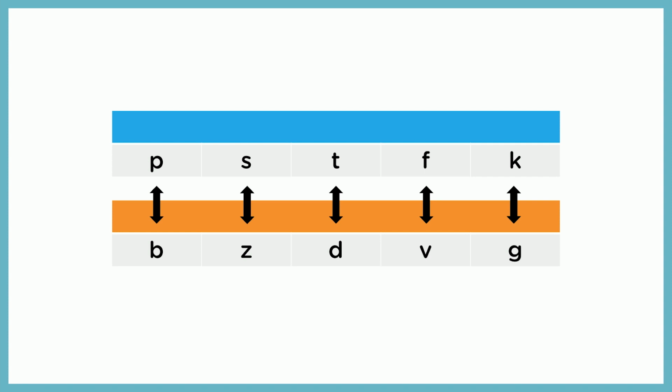All right, let's go through the answers now. So the pairs are p and b, s and z, t and d, f and v, k and g. Tiny little differences, but they make a big difference in the end. Definitely.